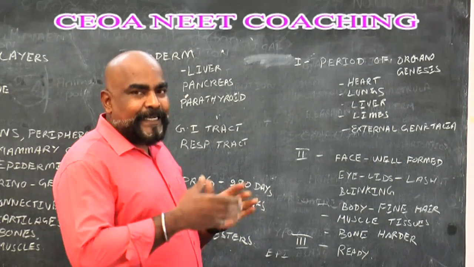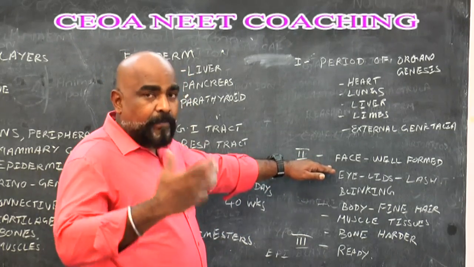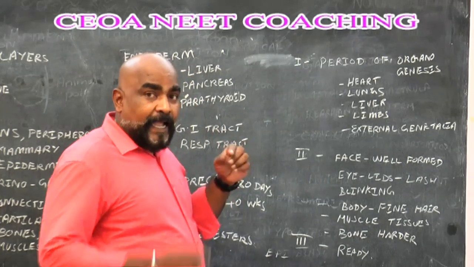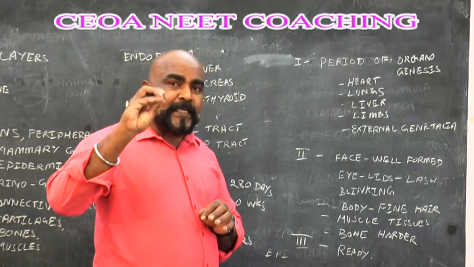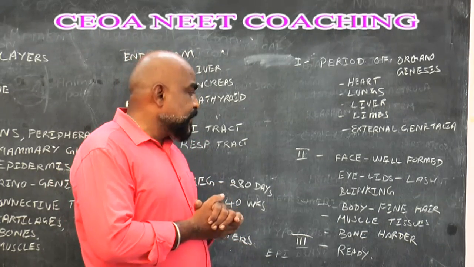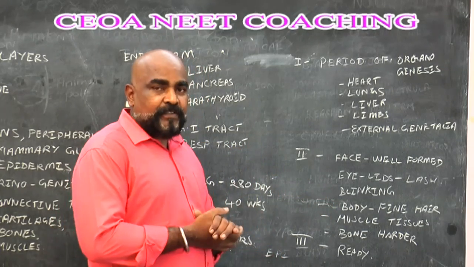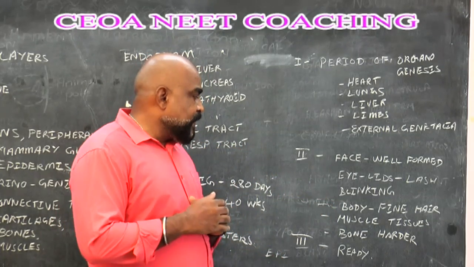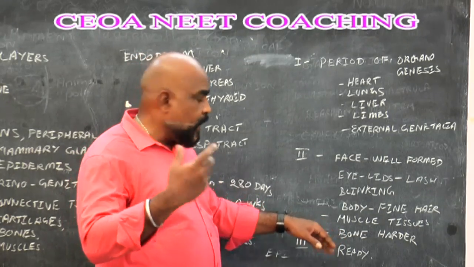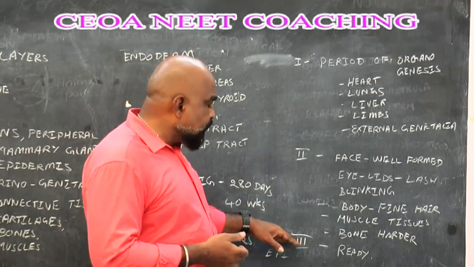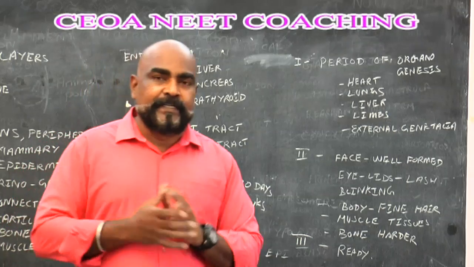And in the second trimester, the face is well formed, the eyelids and eyelashes have appeared, and the baby will start blinking the eyelids. Apart from this, the body is covered with fine hair. The muscle tissues develop well. The bones get harder. And in the third trimester, the baby is fully formed and ready for delivery.